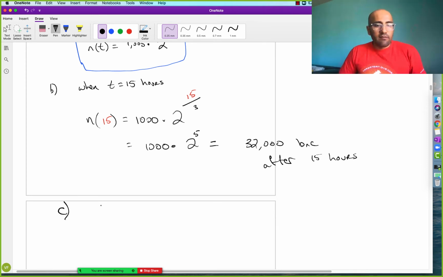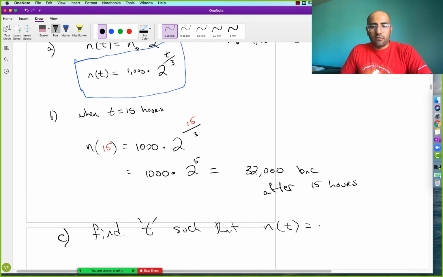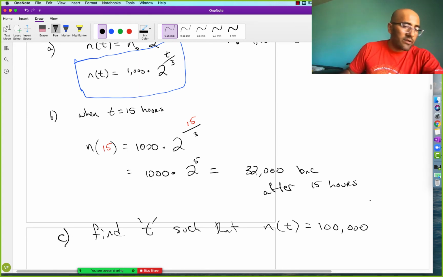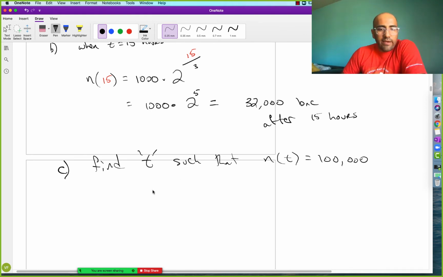Part C asks us to find t, find the time such that the output is equal to, what is it, 10,000? 100,000. When will there be 100,000 bacteria? When will all this double, double, double enough for 100,000 bacteria to be there? Okay, so we have to solve this. We have 100,000, not 1,000. 100,000 must be the output when the input is our formula, 1,000 times 2 to the t over 3 power. Solve for t. Good. So that's what we need to solve.